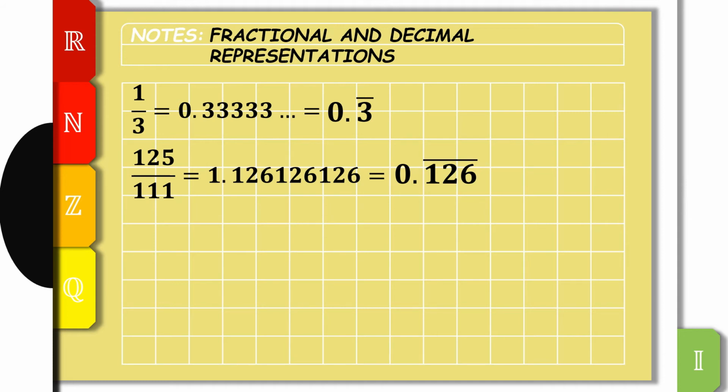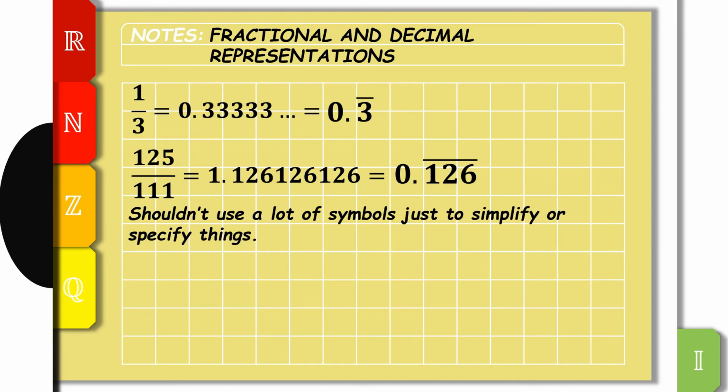You must take into account that you shouldn't use a lot of symbols just to simplify or specify things. Over time, you will learn how to wisely use mathematical notation. As a responsible physicist, mathematician, engineer, or scientist, and being a professional one, you should avoid the abuse of notation. Much later in your career, or right now if you like, you may look for the ISO 80000-2. That is the actual international standard for the use of mathematical notation in physical sciences and technology.